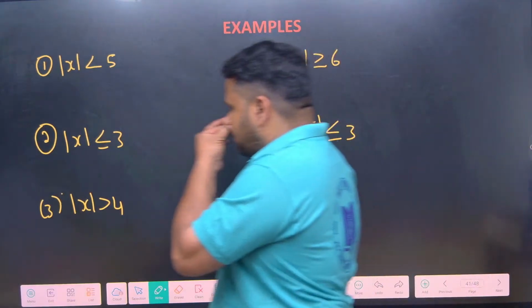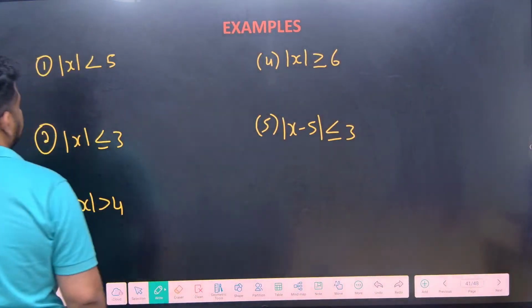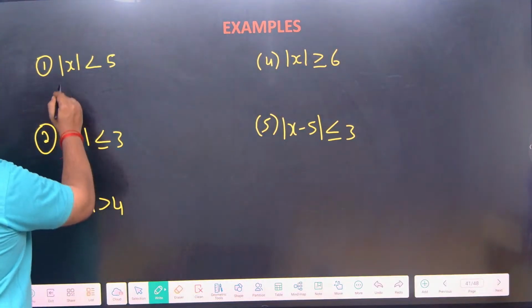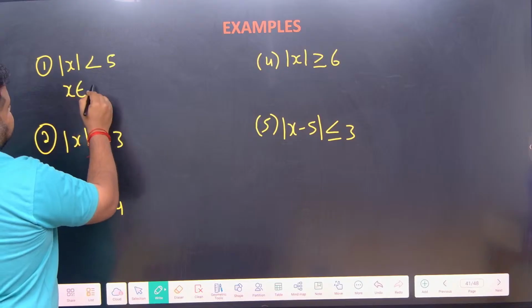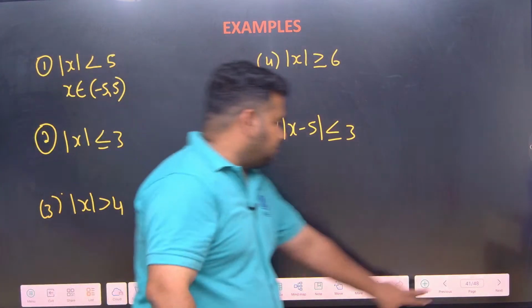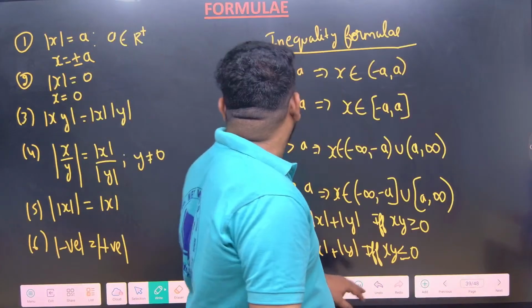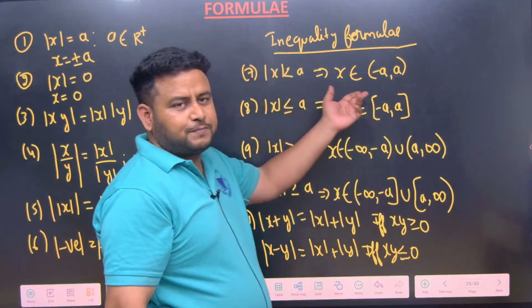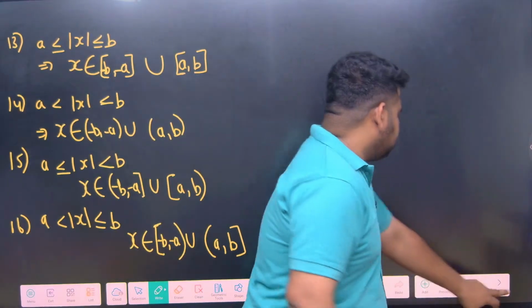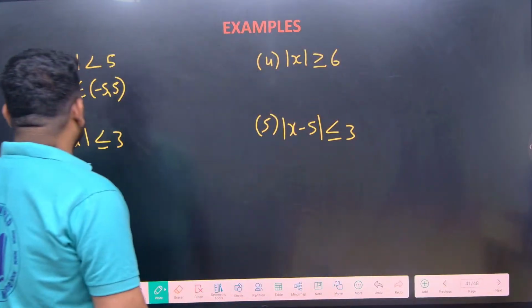If I say mod x is less than 5, what should I write? Mod x is less than 5 means x belongs to open interval minus 5 comma 5. Yes or no? See what I told you here in this formula: mod x is less than a means x belongs to open interval minus a comma a. So mod x is less than 5 means x belongs to open interval minus 5 comma 5.